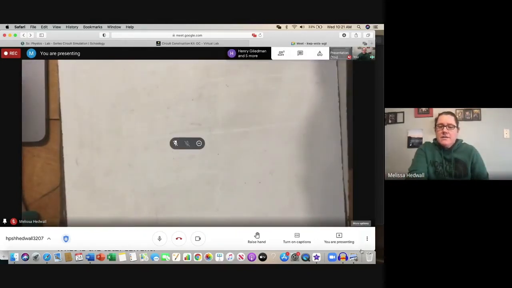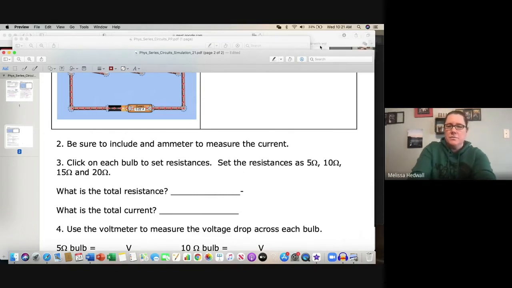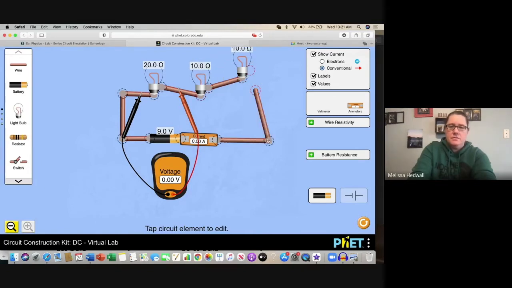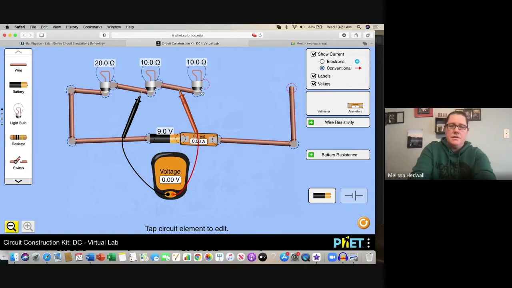And when we look at this, we're going to click on the bulb and set the resistances to 5, 10, 15, and 20 ohms. So when we go here, I'm going to add in some more bulbs. Put one here. Gotta do some moving here. Sorry about this. So we got 20. Put a 15 here. I'll do that in a minute. 10. I'll do one more bulb on 5.